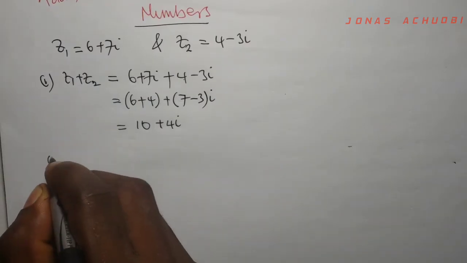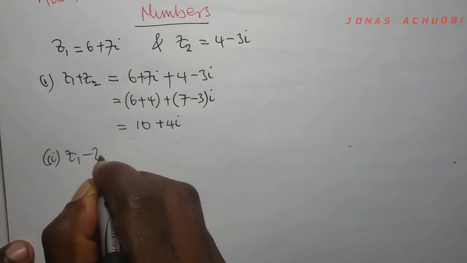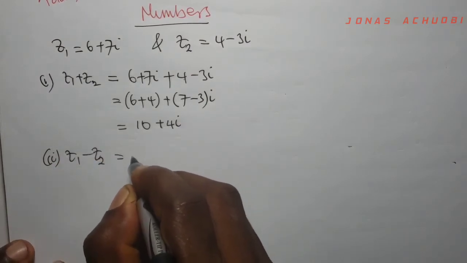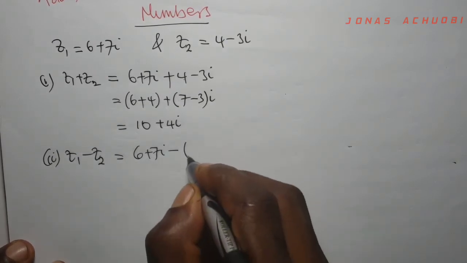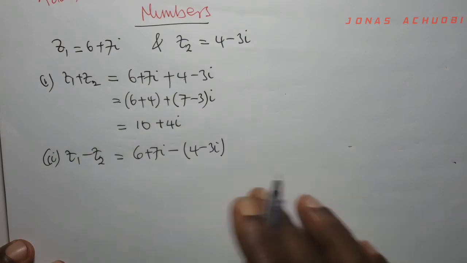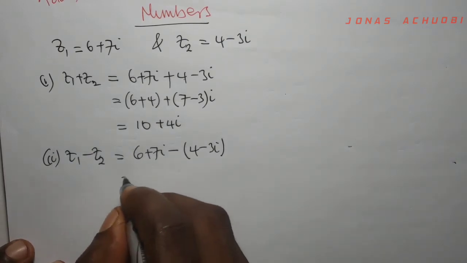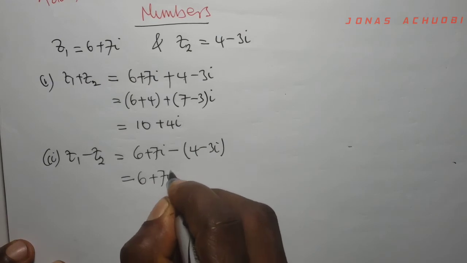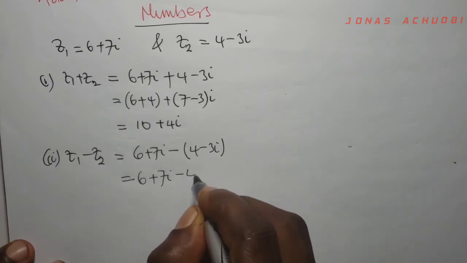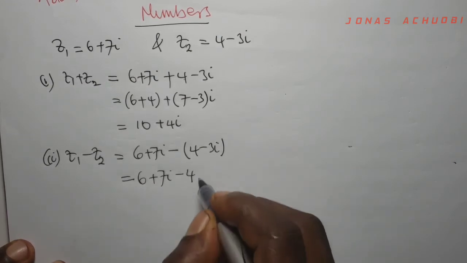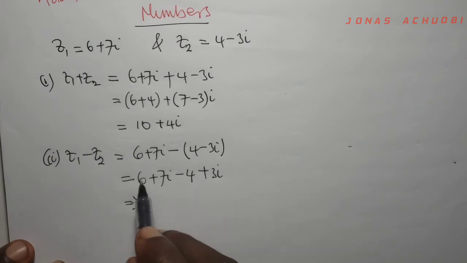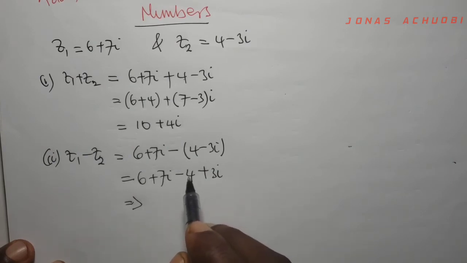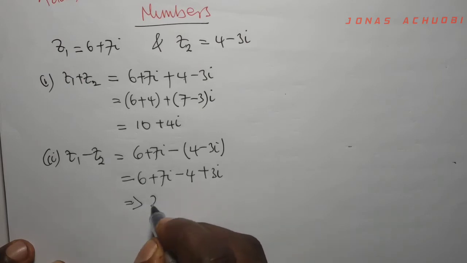If we wish to subtract, z1 minus z2, that would be 6 plus 7i minus (4 minus 3i). Of course, we have a bracket, so we must clear our brackets first. So we have 6 plus 7i, minus times 4 is minus 4, and then minus times minus 3i is plus 3i. So once again, we go component-wise. The real part here is 6, the real part here is minus 4. So 6 minus 4 is 2.